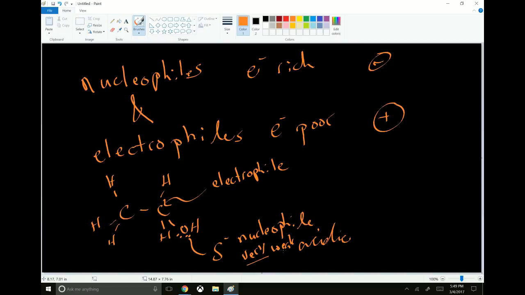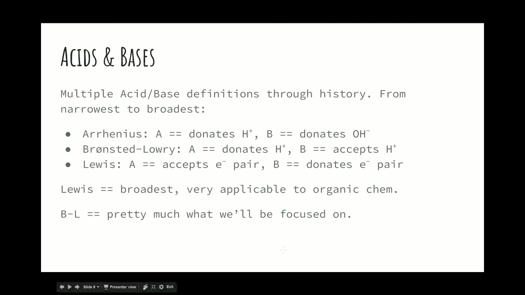Electrophiles and nucleophiles are another way of talking about Lewis acids and Lewis bases. If you continue to study chemistry, that might help you think about the ways that some, not all, but some organic compounds will interact with acids and bases.